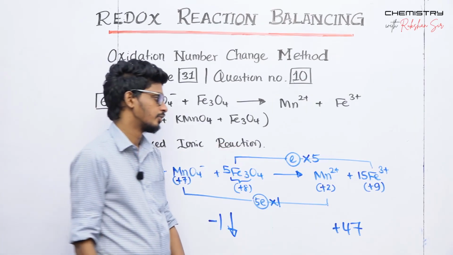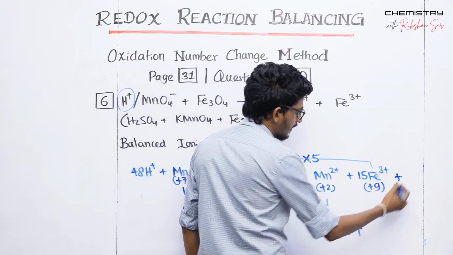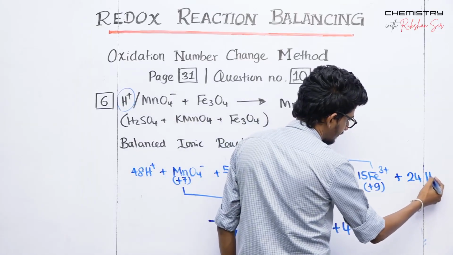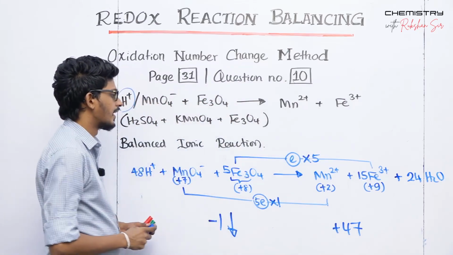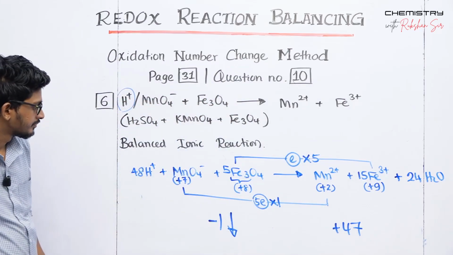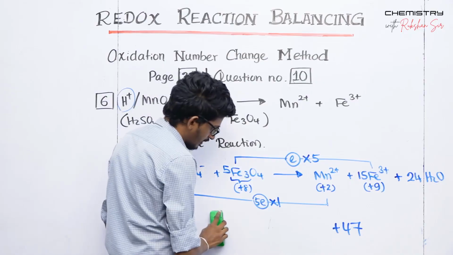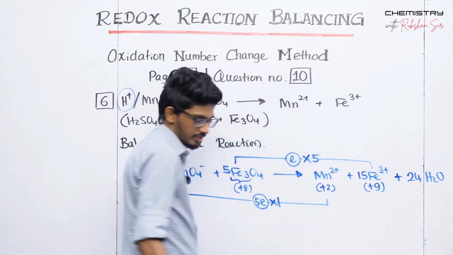Okay, so 24 H2Os. This is your balanced ionic reaction. Let's come up with the balanced chemical reaction as well.